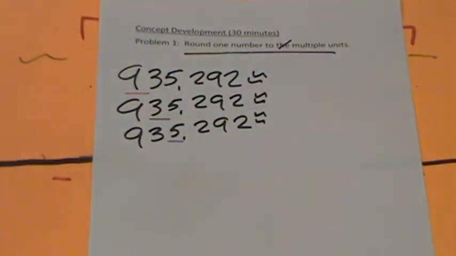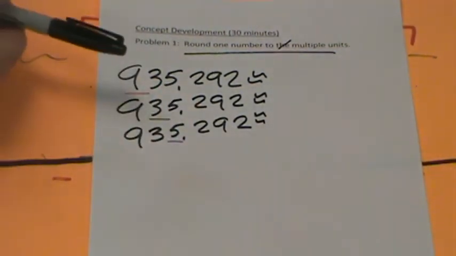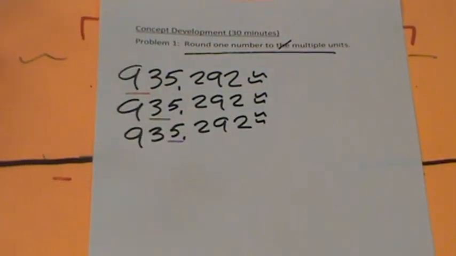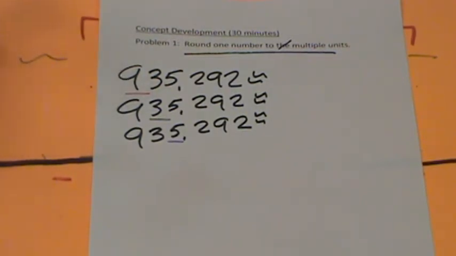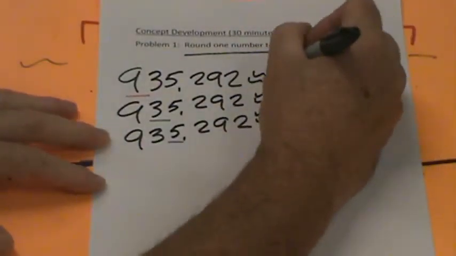So let's look at this number, 935,292. Think about the midpoint. Remember, the midpoint always has a 5 in it. So between 900,000 and 1 million, the midpoint would be what? It'd be 950,000. Is this less than 950,000? Yes. So we would round down to 900,000.